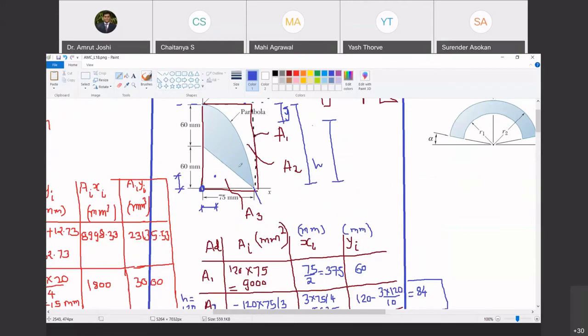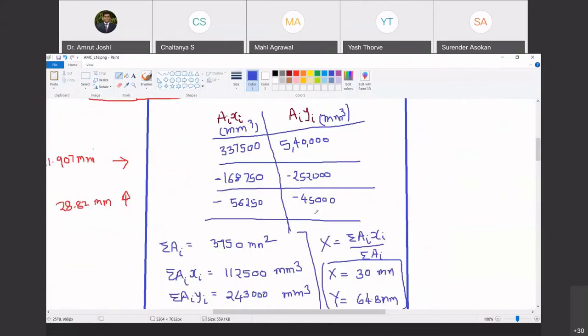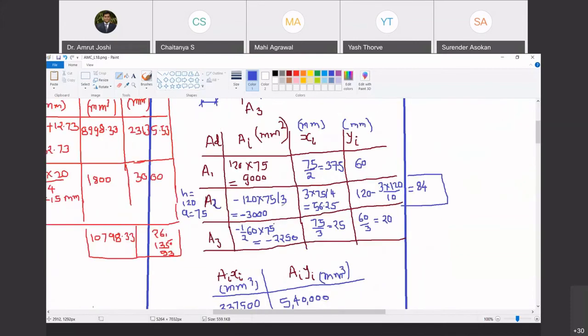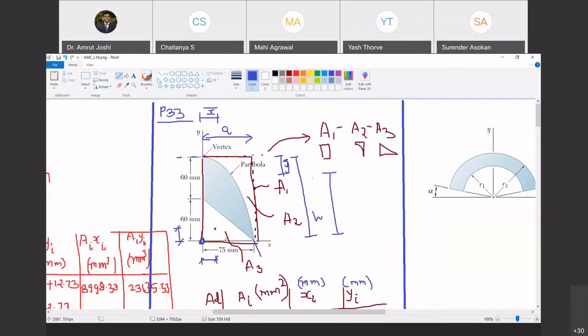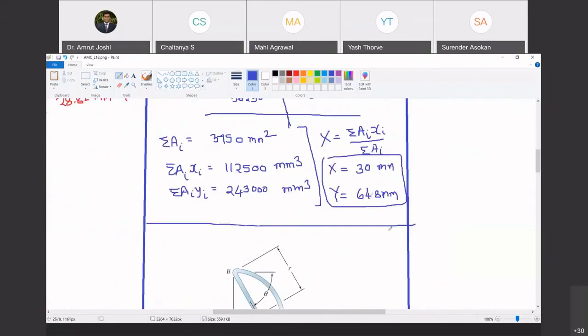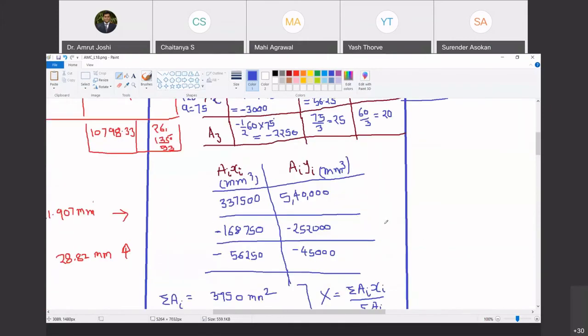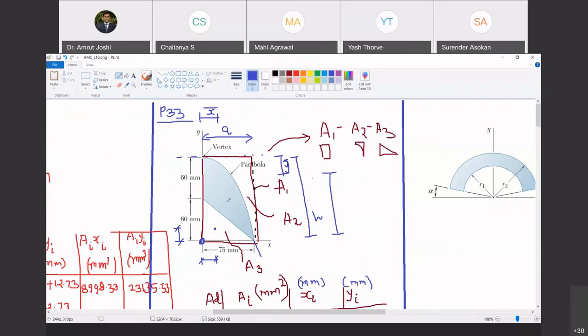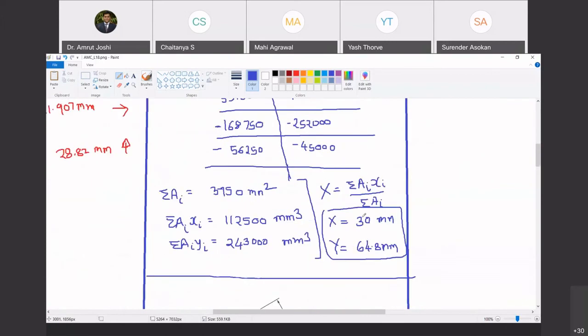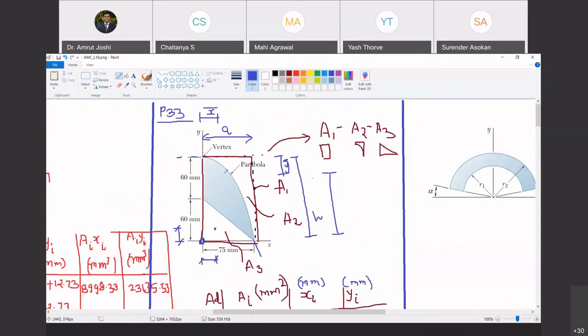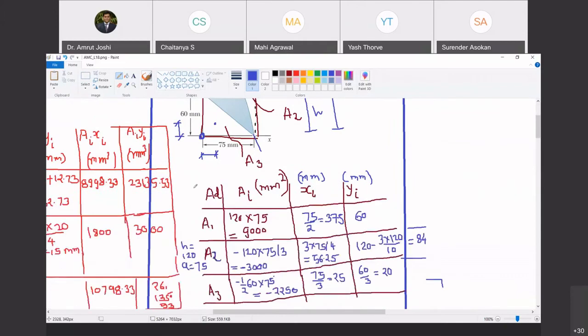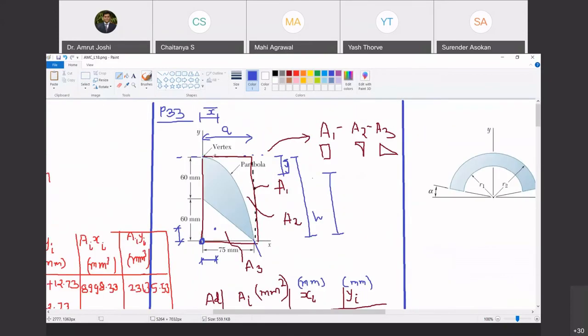Let us look at it. X has remained 30 and y has become 64.8. So you can see that more of the area is concentrated above 60 mm. Therefore, the centroid has shifted up. And more area is concentrated close to the origin. Therefore, the centroid is shifted towards left in comparison with the centroid of the rectangle.